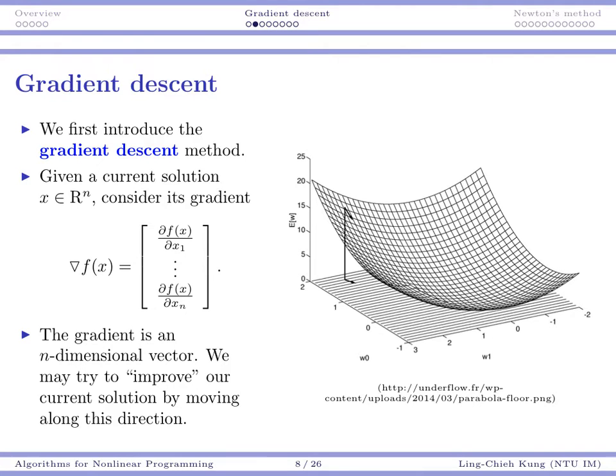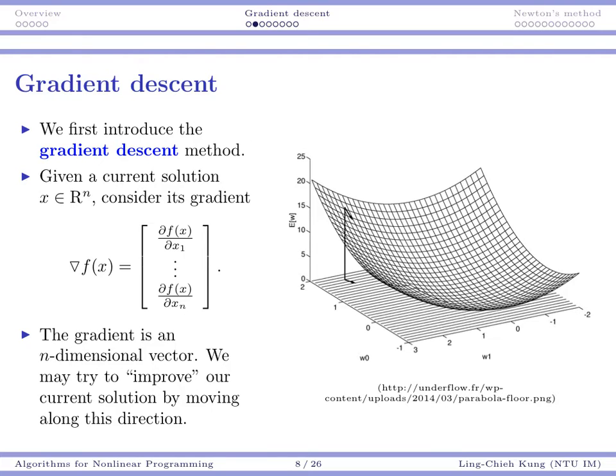So we all know that given a current solution, let's call it x, the gradient is simply a vector collecting all those partial derivatives. That's something we know. That means the gradient is an n-dimensional vector, right? And that means we are actually allowed to move along that particular direction.